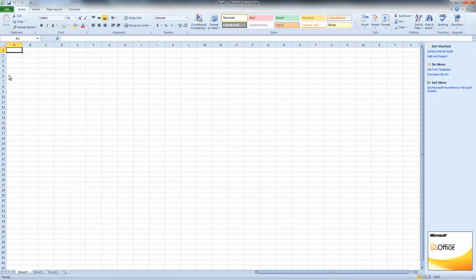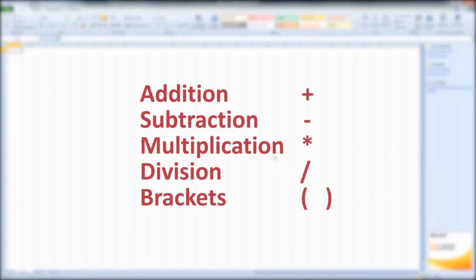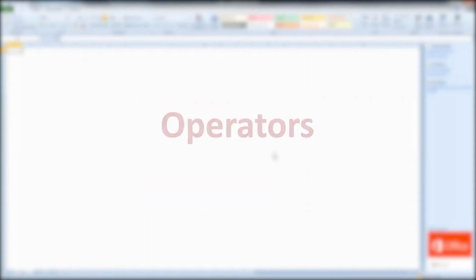And before we enter anything into Excel, let's have a quick look at what the most common math symbols are. We have the addition sign, the subtraction sign, the multiplication sign, and the division sign. We also have the brackets, an open bracket and a closed bracket. Now these math symbols are called operators, so let's look at each one.